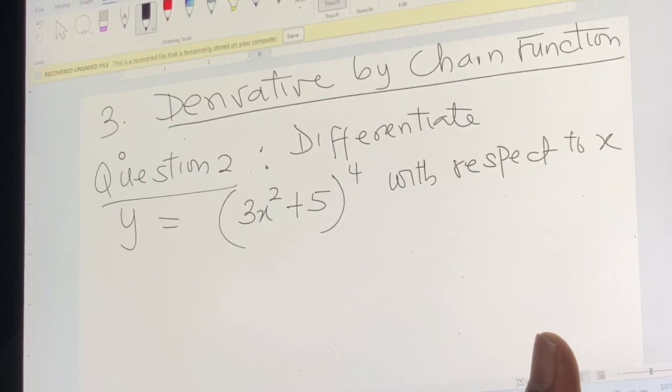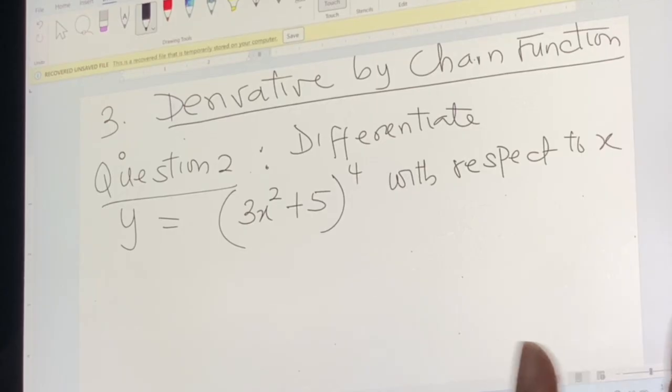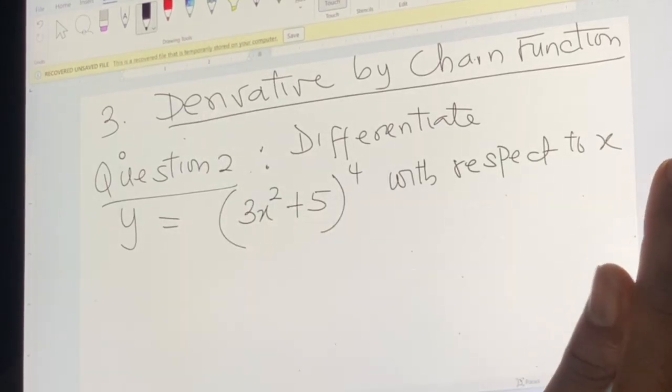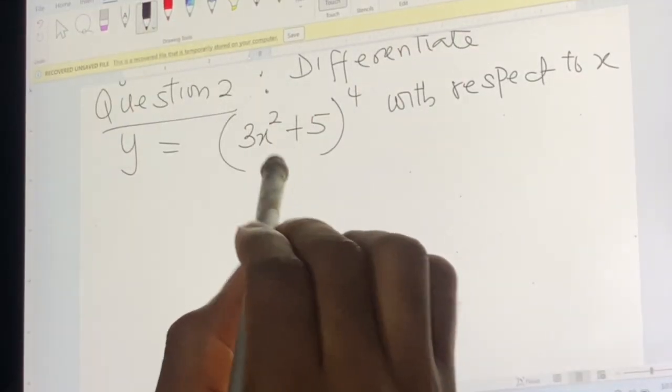All right. So when do we call a function chain function or function of a function? Whenever the function consists of inside and outside parts, or whenever an expression is in a bracket with a power, we use chain function or function of a function. Let's solve this here to understand the function perfectly. Solution.